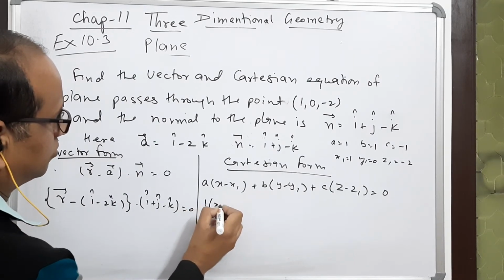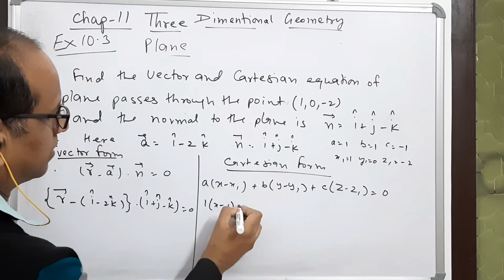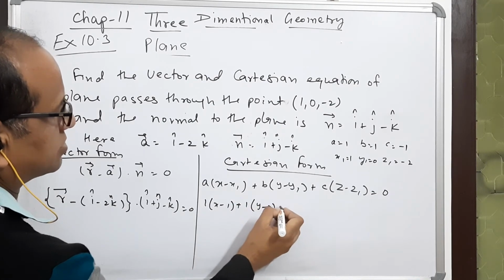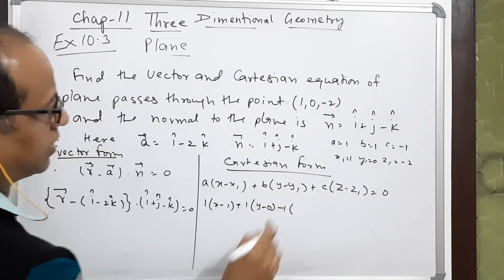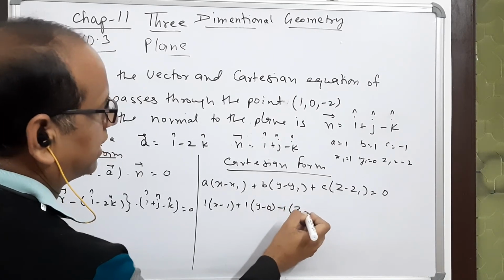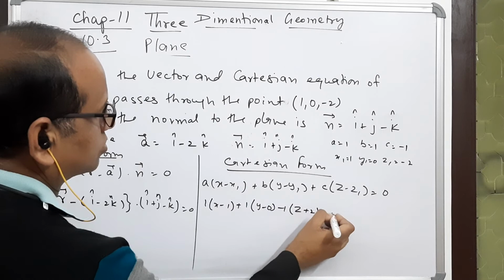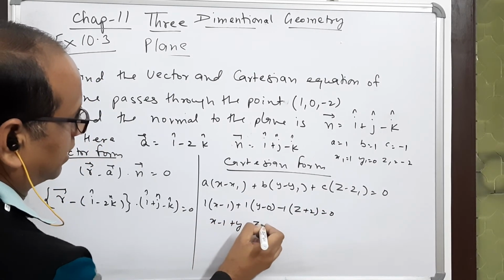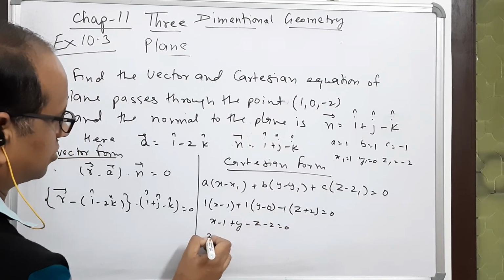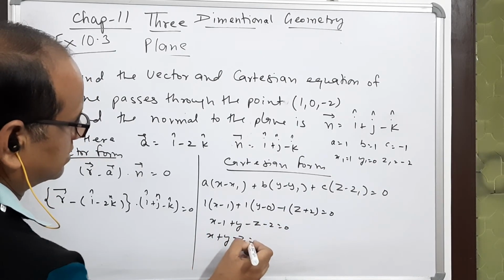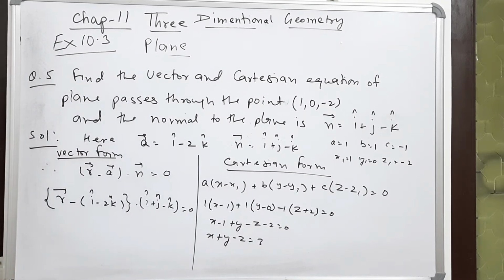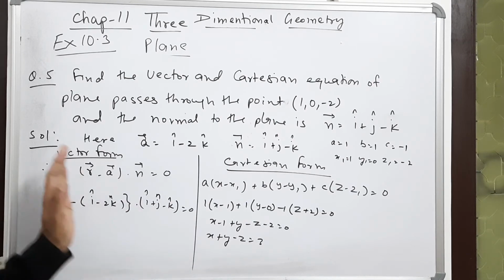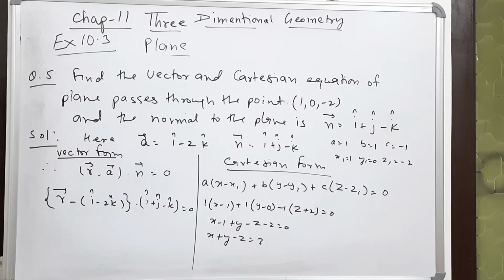It is 1 into (x minus 1) plus 1 into (y minus 0) minus 1 into (z minus 2). So it will be plus 2. And now it is x minus 1 plus y minus z plus 2 equals to 0. So x plus y minus z equals to 3. So in this way we can find the Cartesian equation of the plane, and in this way we can find the vector equation of the plane.